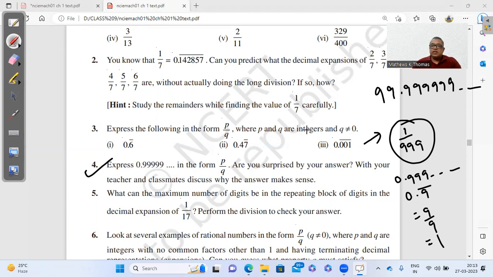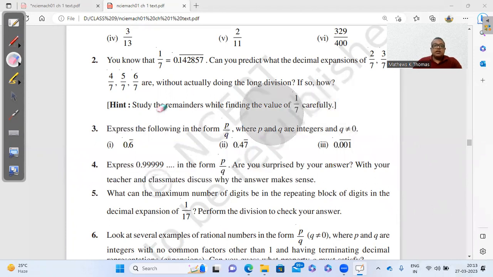So that is hardly anything. That is why there is hardly any difference between 0.9 bar and 1, and that is why we are getting this answer.